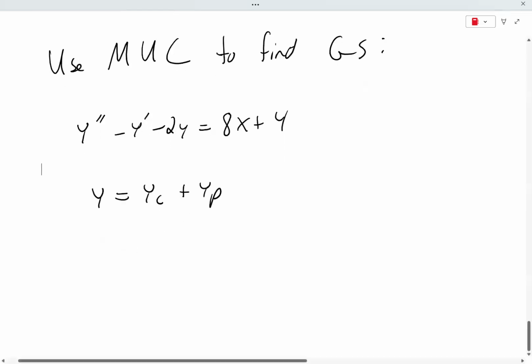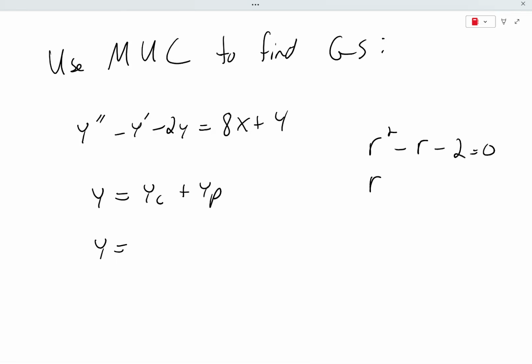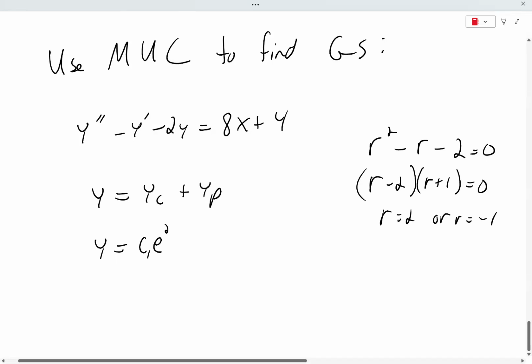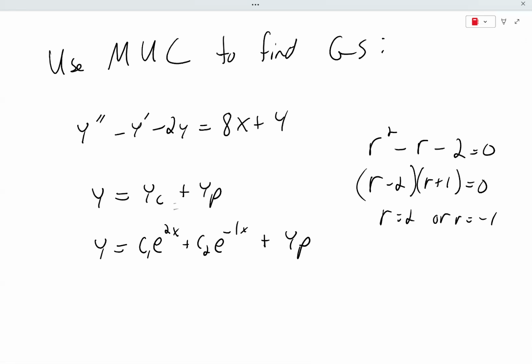Okay, so we got y equals, now the y sub c here is the general solution to this. If you do that on the side here, r squared minus r minus 2 equals 0, you get r equals 2 or r equals negative 1. So for this part right here, that'd be c1 e to the 2x plus c2 e to the negative 1x. And that's the y sub c right here. Okay, plus y sub p.